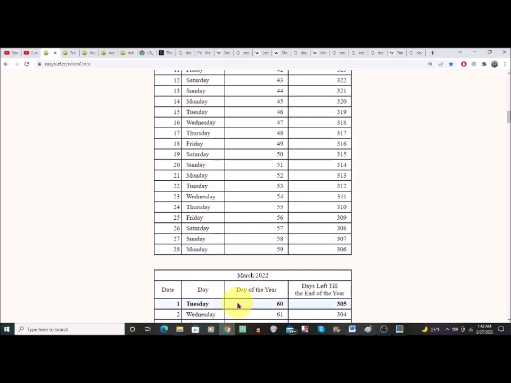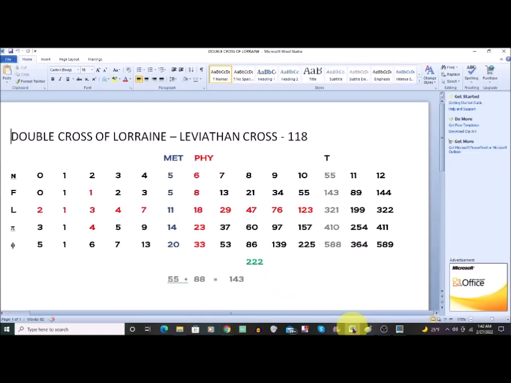Look. So the 29th, which is missing, which is going to be this day. Look, it's the 60. Interesting, eh? This is starting to get more and more interesting. Okay, so that's one little reference there. We've done that.